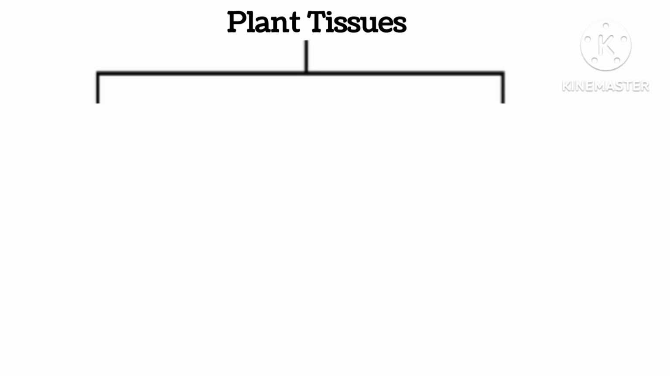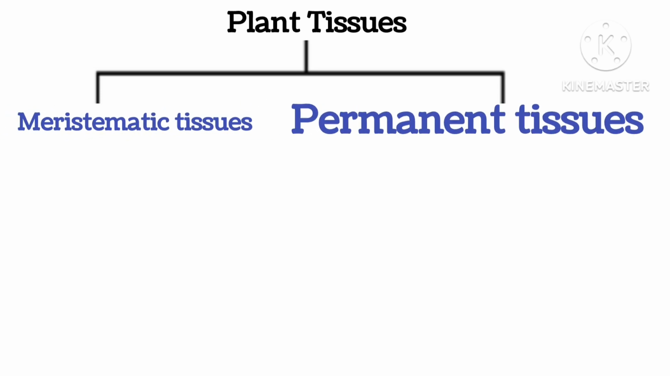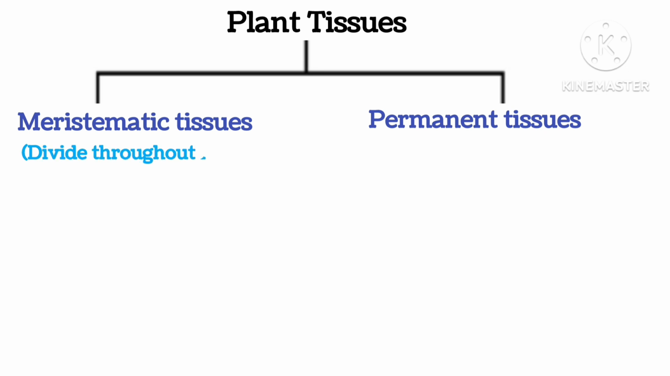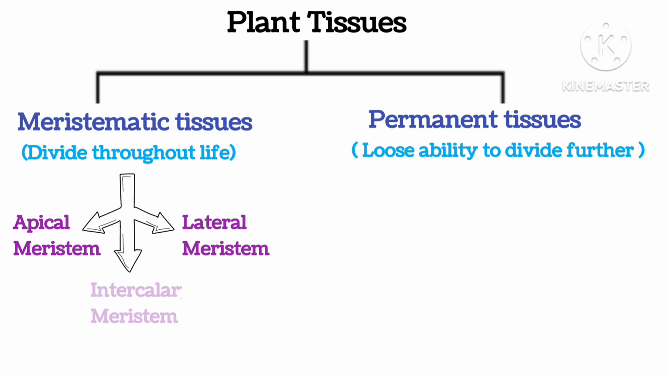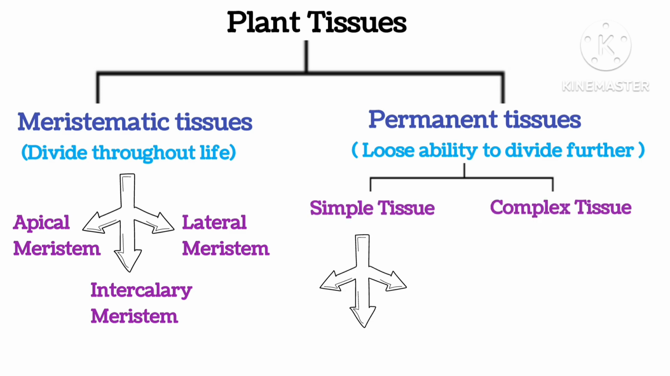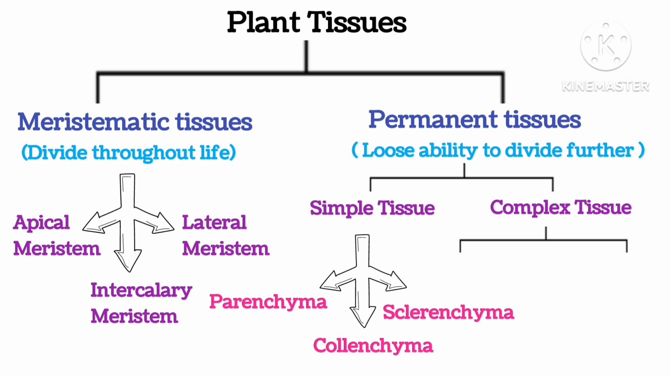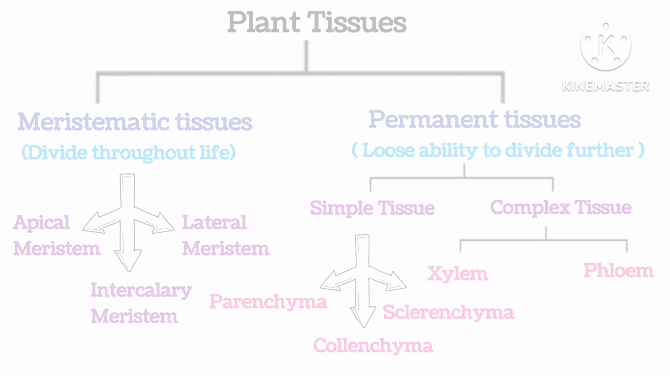So let's take a look. Plant tissues are of two types, meristematic and permanent. Meristematic divide throughout life, permanent lose the ability to divide further. Now the meristematic are again divided into apical meristem, lateral meristem and intercalary meristem, whereas permanent tissues are divided into simple and complex tissues. Simple tissues are of three types, parenchyma, collenchyma and sclerenchyma. Complex tissues are of two types, xylem and phloem. So this is all about the plant tissues.